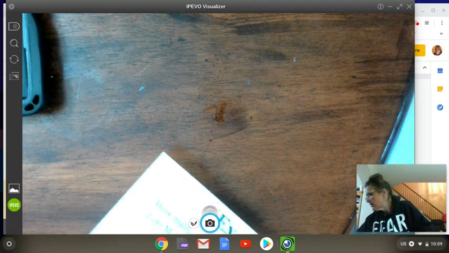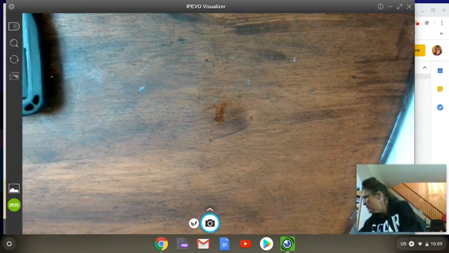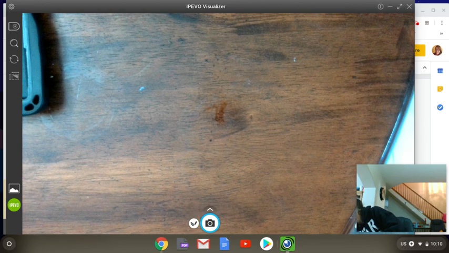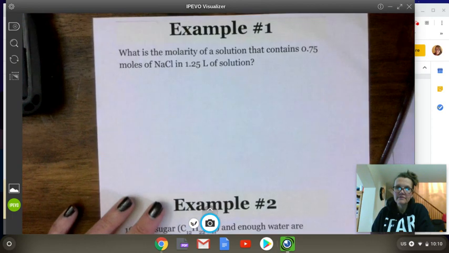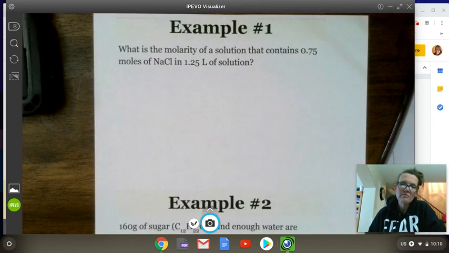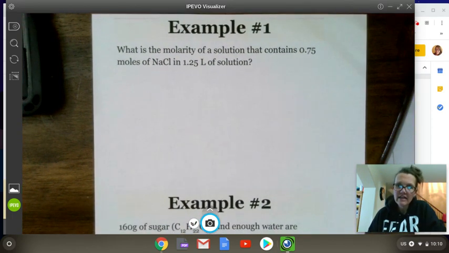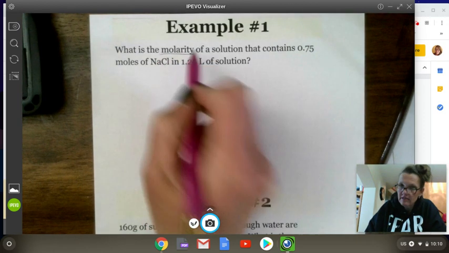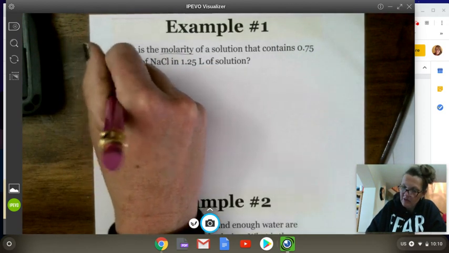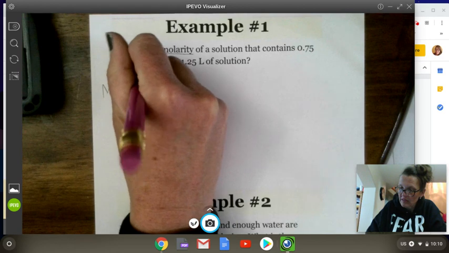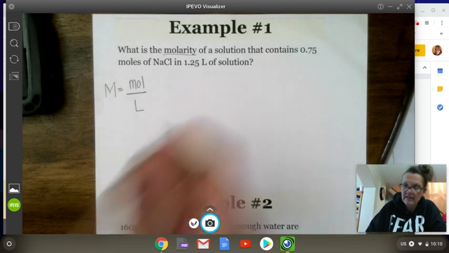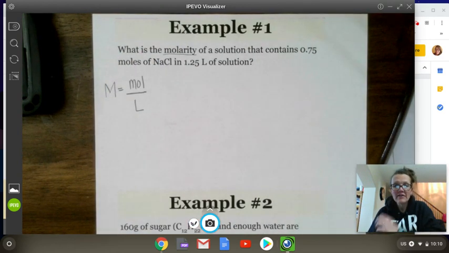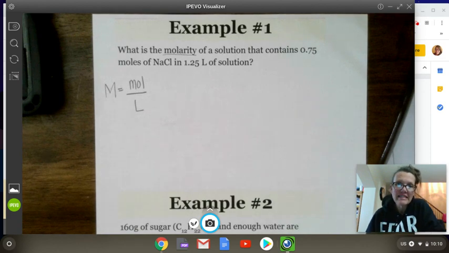So how did I already lose another paper? Let's see here. I'm going to check out example number 1. Okay. So example number 1 says, what is the molarity of a solution? I'm just going to rewrite the equation here. Molarity is equal to moles over liters, right? What is the molarity of a solution that contains 0.75 moles of sodium chloride in 1.25 liters of solution?